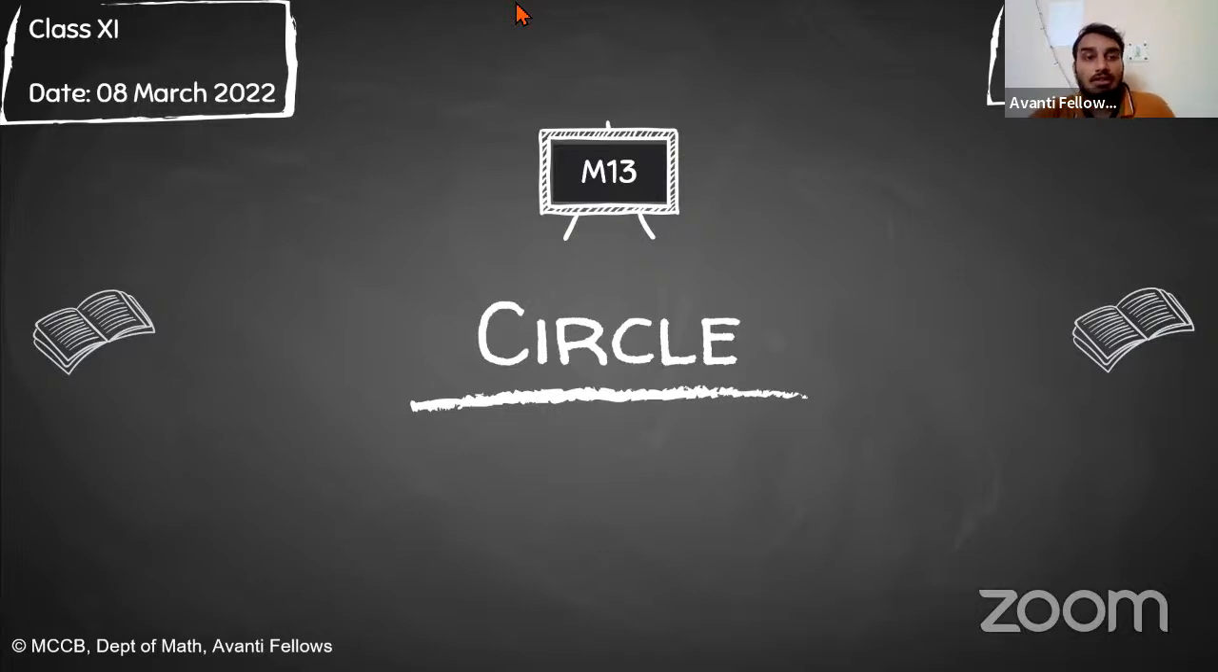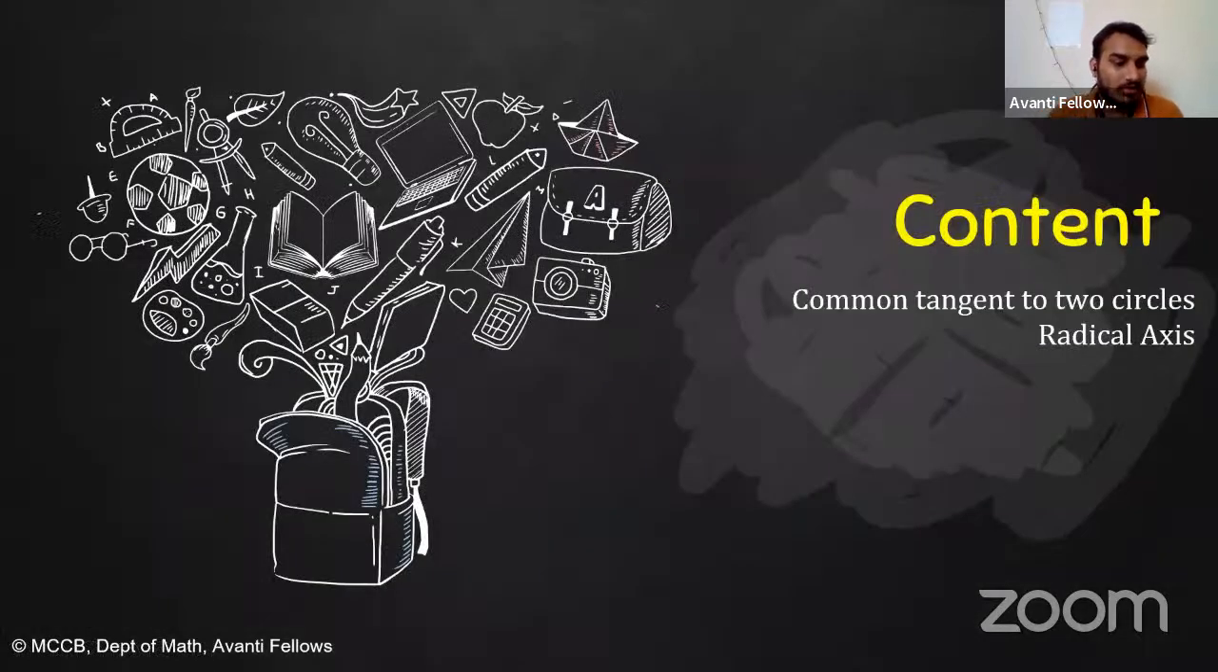Students, in the last class, we discussed the family of circles. In today's class, we are going to look into the common tangent to two circles, and then we will move on to the radical axis. This will be today's agenda. We will be using some concepts from the family of circles in the radical axis.